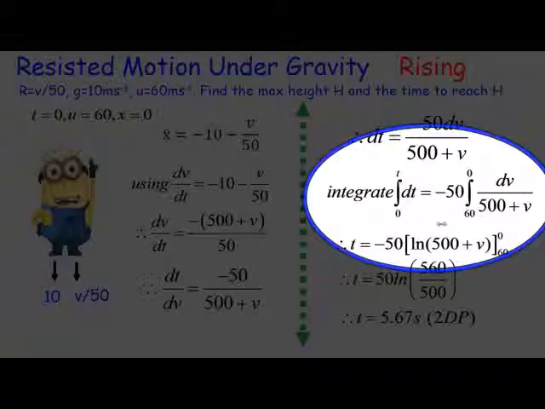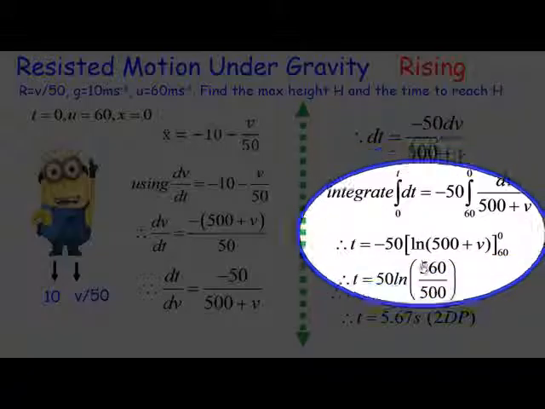Now, we know that it starts off at 60, so the minion is given an initial velocity of 60, and then when he gets up to this maximum height, we know his velocity is 0. I might not have mentioned that earlier, but at the maximum height, his velocity is 0, and that's how we put the bounds in.